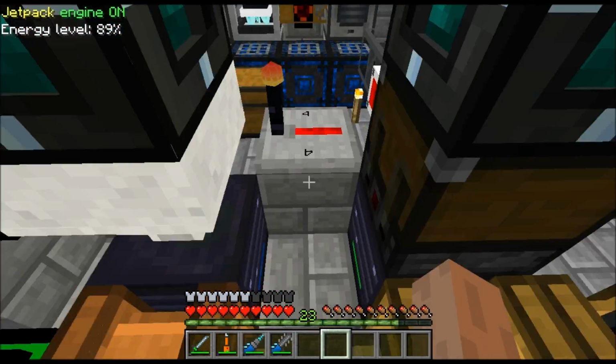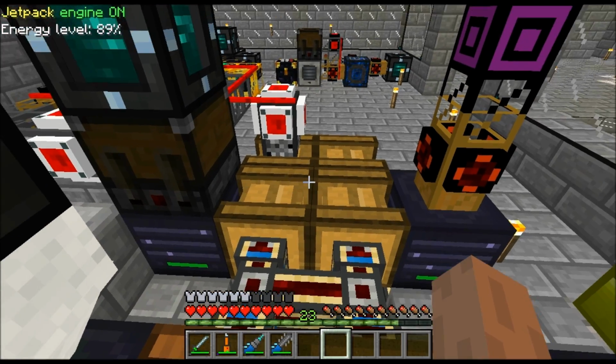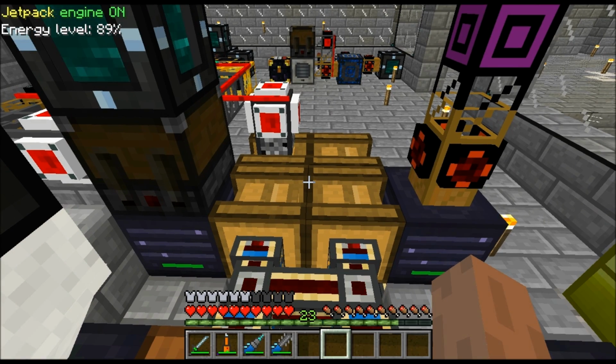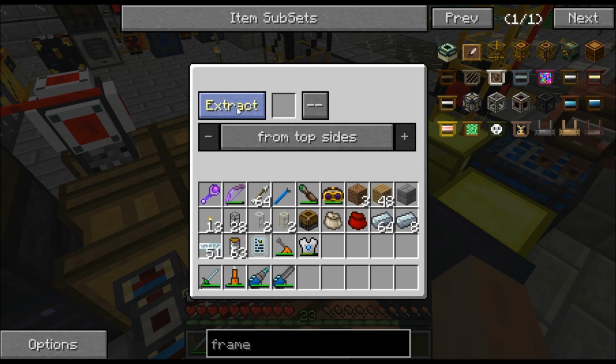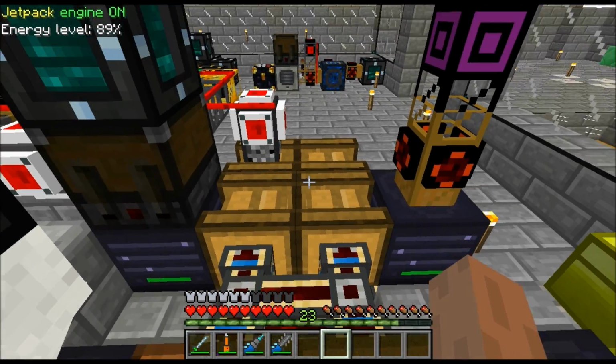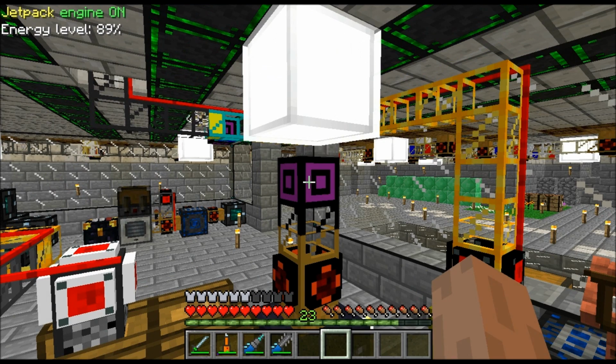Now one thing to note about the chestnuts, when they're squeezed, they make mulch. And I have tons and tons of mulch, so I don't need any more. So I'm using this router to extract the mulch from any adjacent inventory, and then I just pipe it out and void it, because I don't need it.